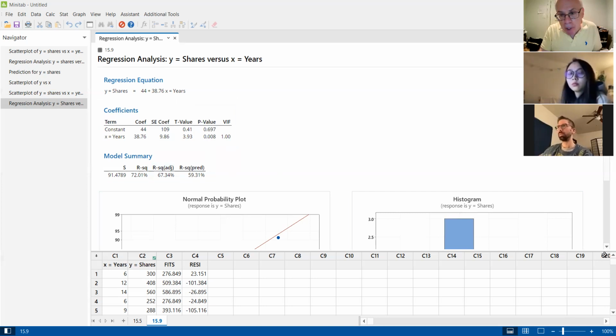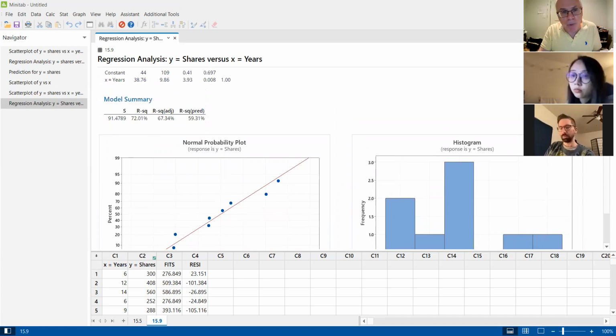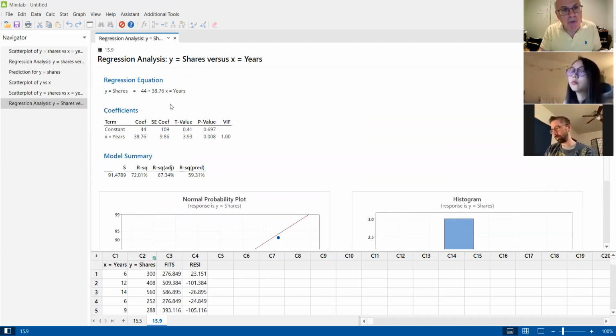The normal probability plot again looks good. All these residuals are hugging this straight line here, which indicates a fairly normal distribution for the residuals, and therefore a fairly normal distribution for the Y's, which is good for doing this type of analysis.